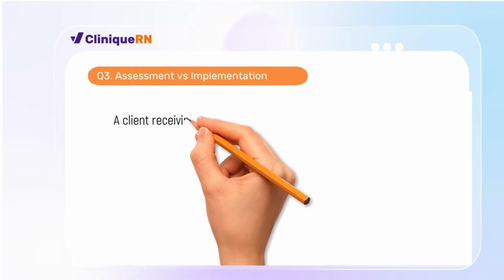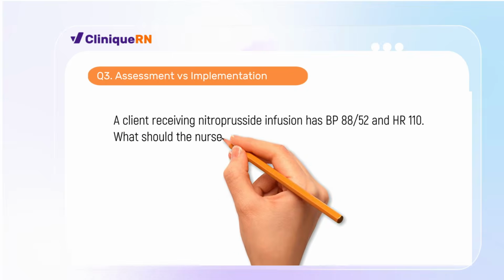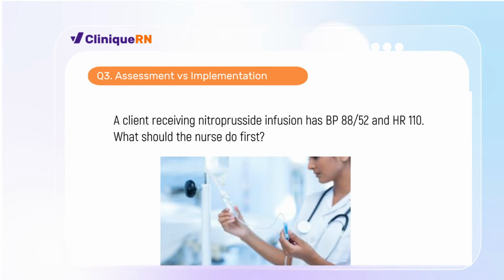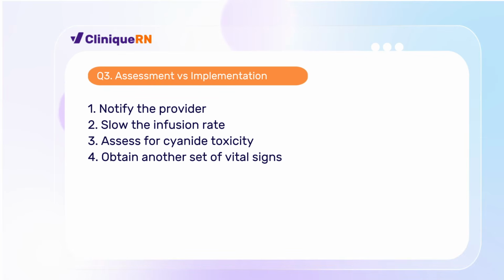Question 3. A client receiving nitroprusside infusion has blood pressure 88/52 and heart rate 110. What should the nurse do first? 1. Notify the provider. 2. Slow the infusion rate. 3. Assess for cyanide toxicity. 4. Obtain another set of vital signs.